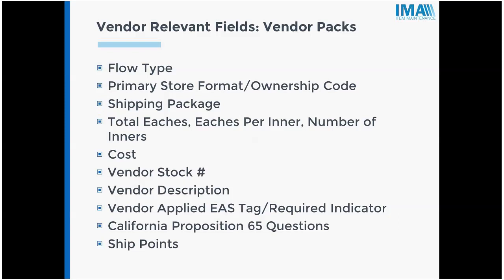There are a lot of vendor-relevant fields on the Vendor Packs tab because you do own a lot of the fields that are on this tab. So there's flow type, primary store format or ownership code, shipping package, total eaches per inner, number of inners, cost, vendor stock number, vendor description, vendor applied EAS tag or required indicator, California Prop 65, and ship points.